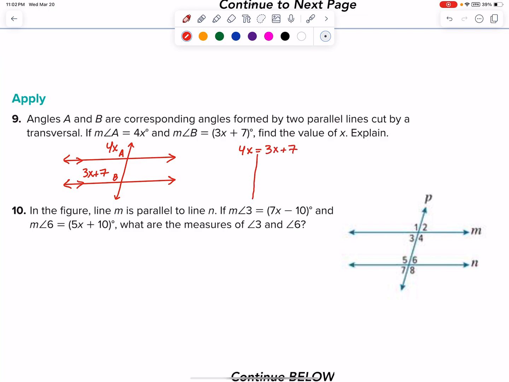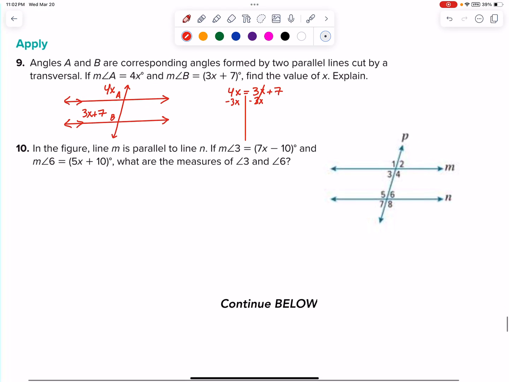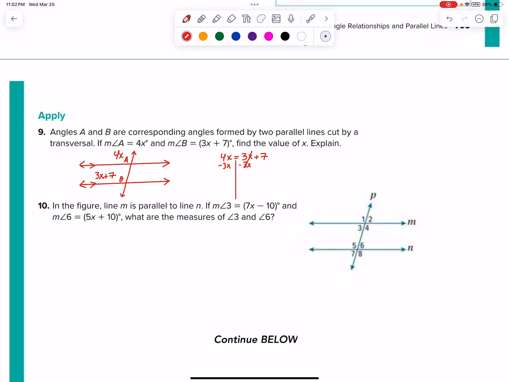Okay, but remember this is something a little bit new to you. Remember the first thing we're going to do is subtract 3x from both sides because we want to move the x's together. Okay, all right, and then you can play with number 10 and see if you can figure that one out as well.